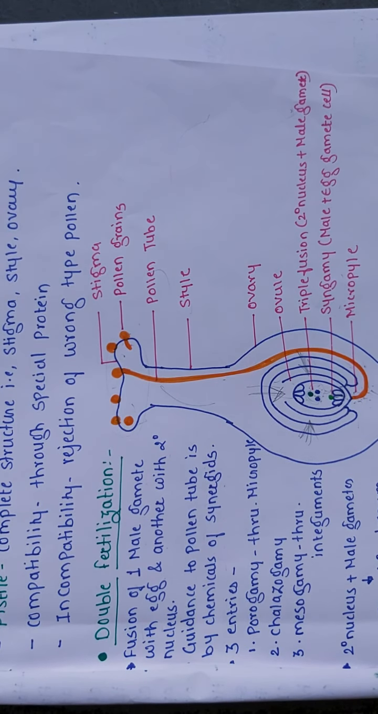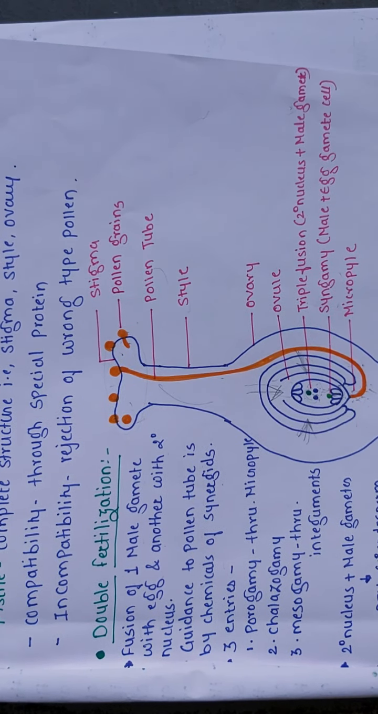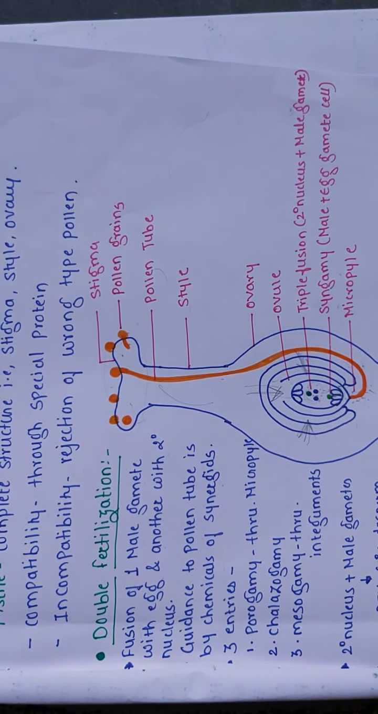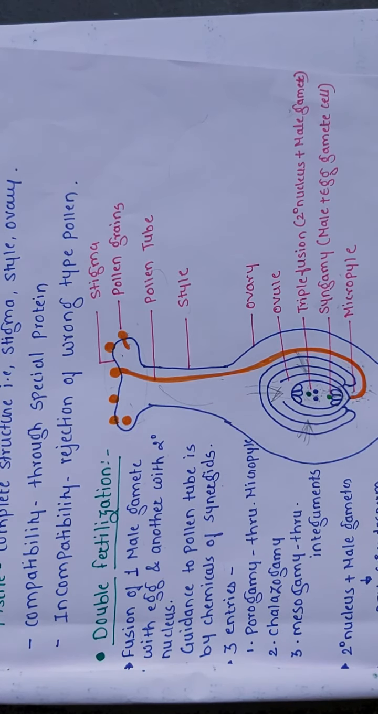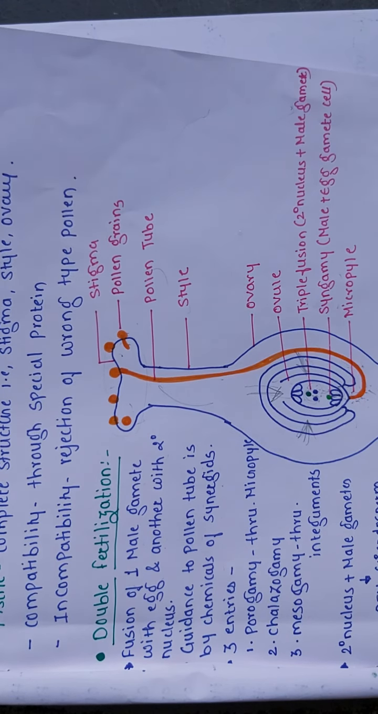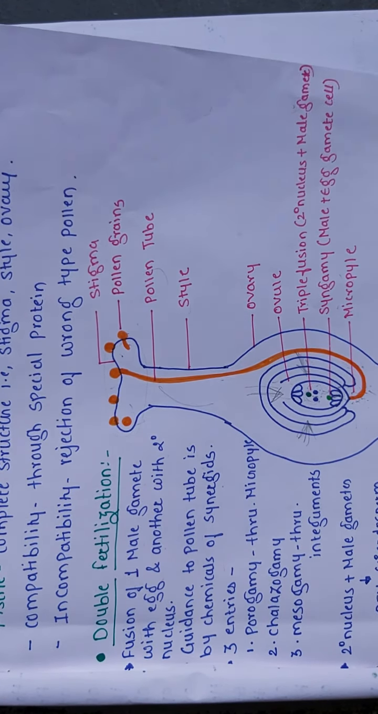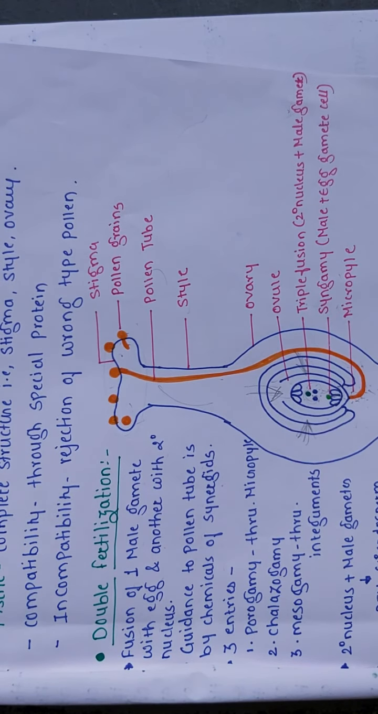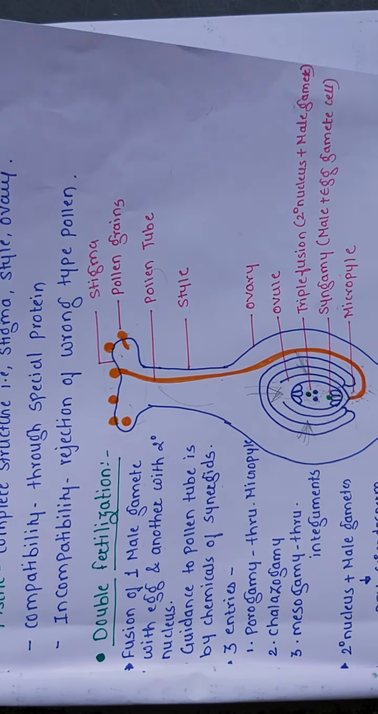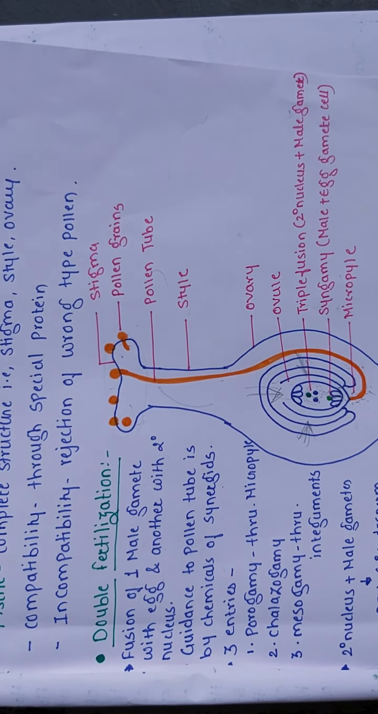Okay, so what polyembryony is, we'll discuss later, right? So these are the significance of double fertilization. It may be asked in the exam, the board exam. So double fertilization is very important. It comes for 3 or 5 marks, right? So do it well, students, so that you acquire these 3 or 5 marks, right?